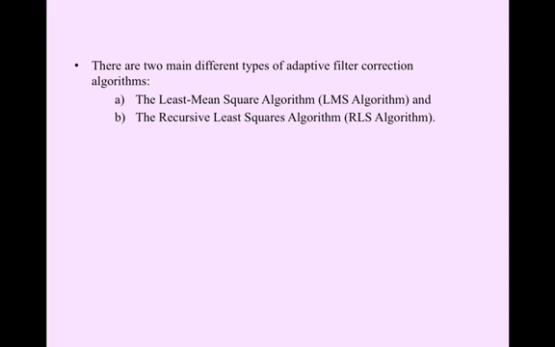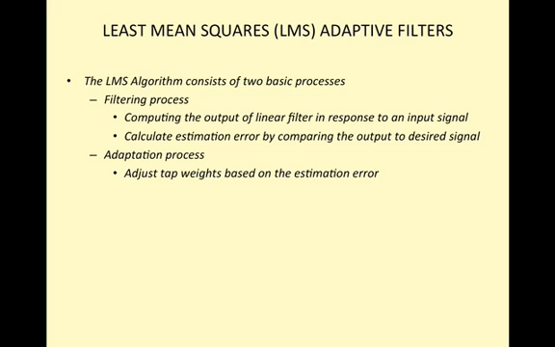There are two main types of adaptive filter correction algorithms: the least mean square algorithm and the recursive least squares algorithm. These two are the widely used and the two basic types of adaptive filter correction algorithms. Let's go into detail about them.